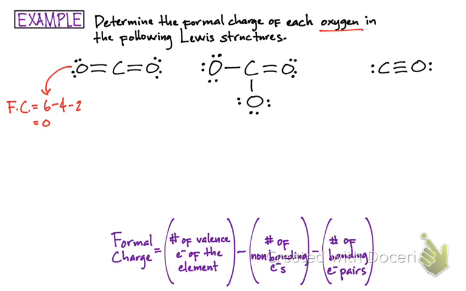Looking at the carbon dioxide, the oxygen on the left would have a formal charge of 0. Oxygen has 6 valence electrons, minus 4 non-bonding electrons, minus 2 bonding pairs, and that gives us 0 formal charge for this oxygen. The second oxygen on the right would have the same formal charge of 0.